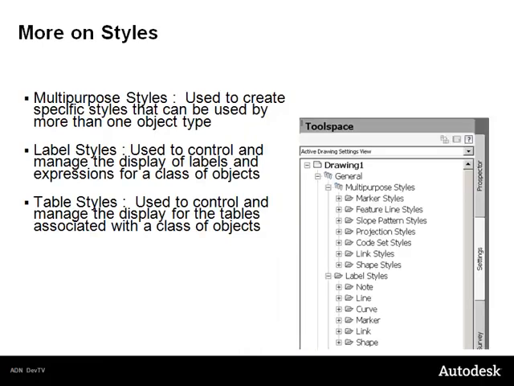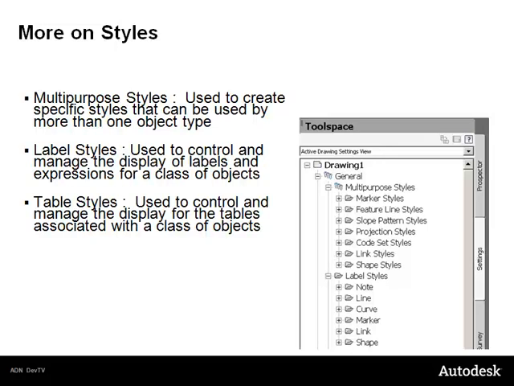Let me quickly mention the different types of styles used in Civil 3D. You can use the multipurpose styles collection to create specific styles that can be used by more than one object type. For example, slope pattern styles can be shared by gradings and corridors, and marker styles can be shared by points and survey components.